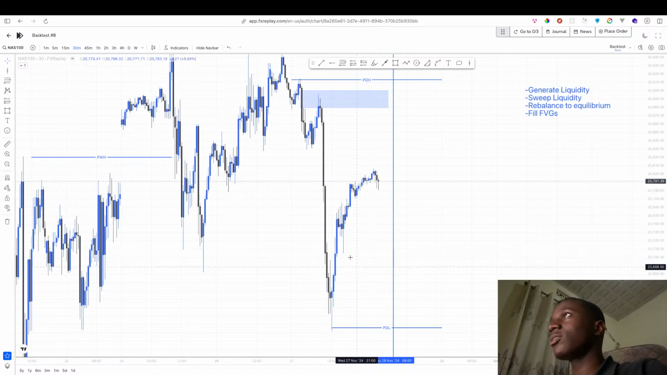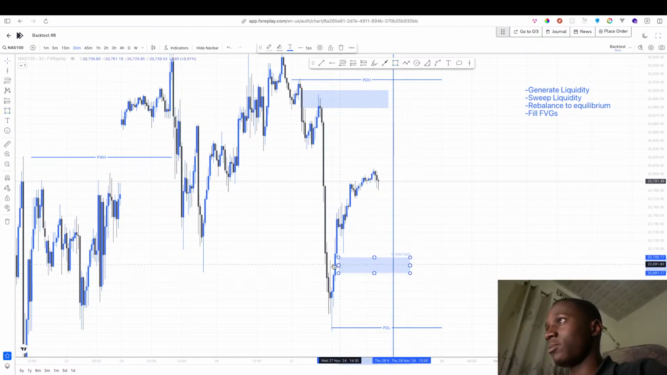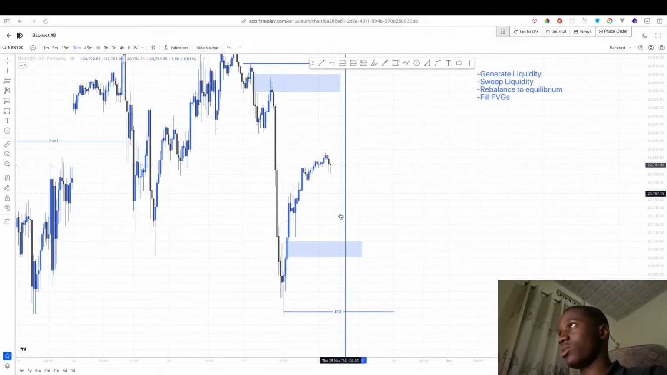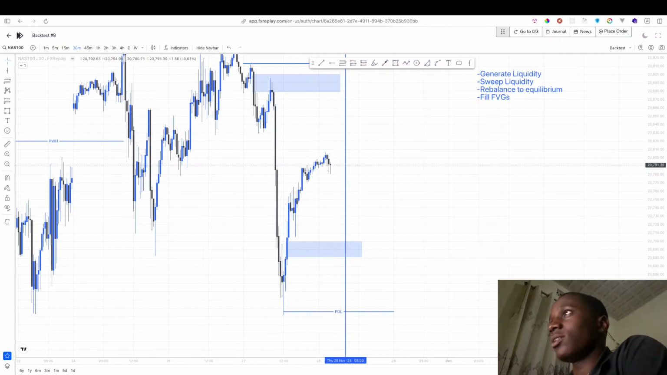Let's see how it plays out, and if it rebalances lower, we'll be looking for it to bounce on this fair value gap right here. So the reason I think the market is going to go lower is to rebalance the equilibrium, fill the fair value gap, then go hunt liquidity. Let's see how it plays out.